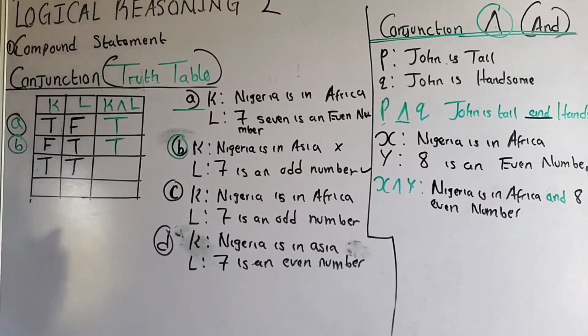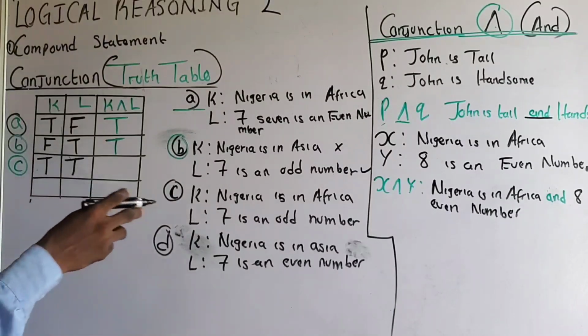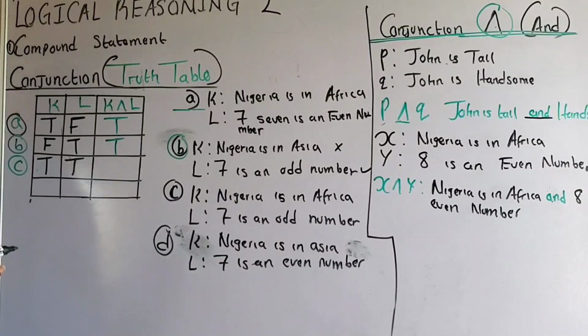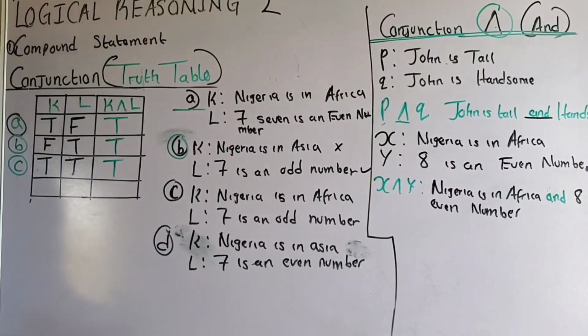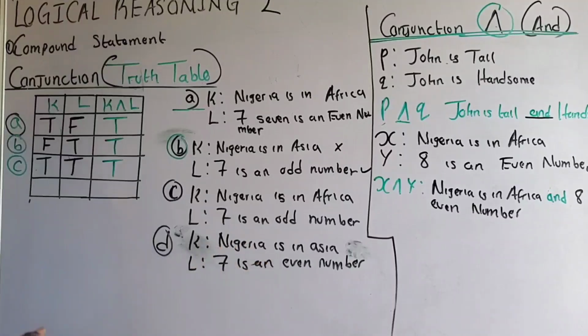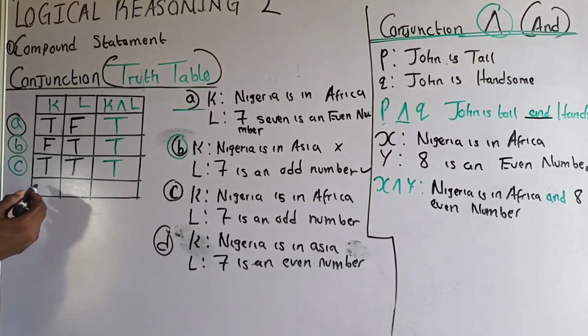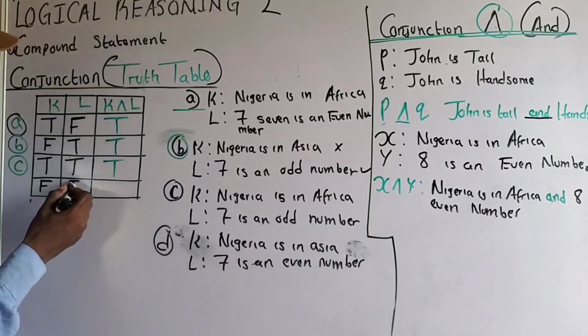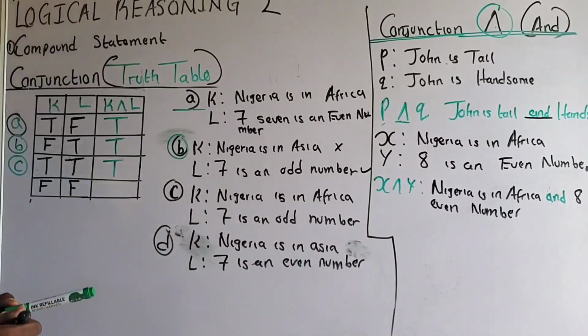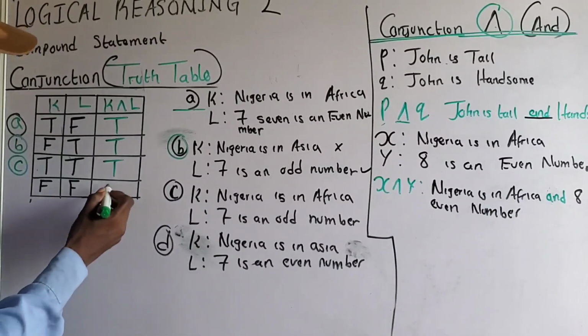I'm now in number C, okay? Nigeria is in Africa and 7 is an odd number. So both statements here are true. So the conclusion also will be what? Will be true. Now, we have the last statement. Nigeria is in Asia. Nigeria is not in Asia, so I'm going to have false. 7 is an even number. That is also false. So you can see that both statements here are false. So the conclusion of this statement will be what?